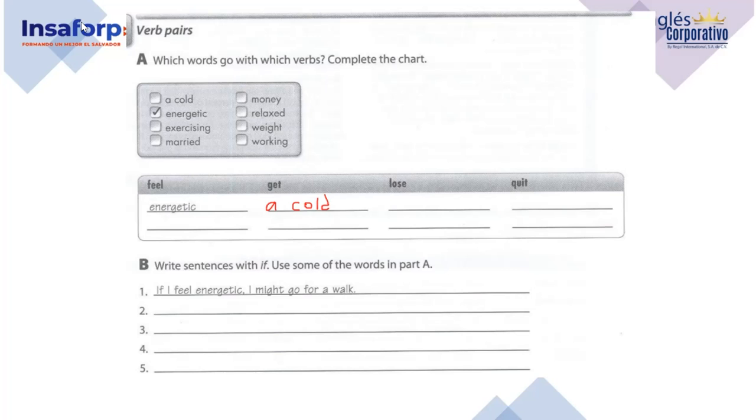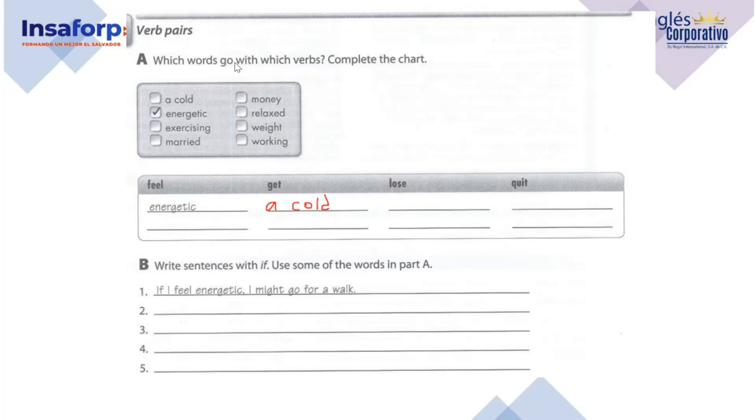If I get a cold, I will have to take medicine. Wonderful. Thank you so much. The way you did those two, you can carry on with the rest of the examples. Very good. Laura, thank you. Okay, teacher. If I quit working, I may need money. Wonderful. Very good.